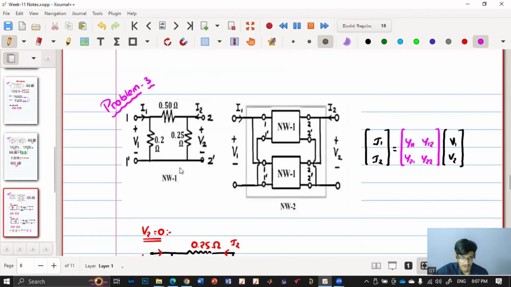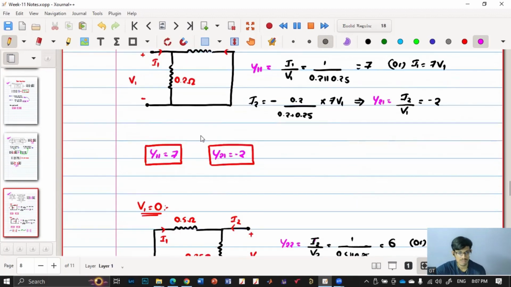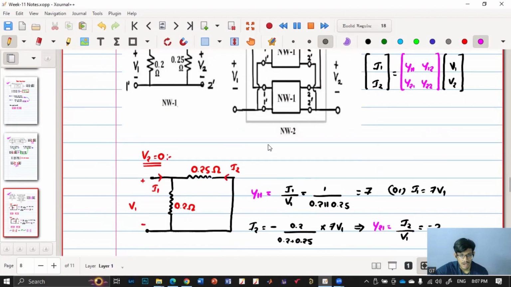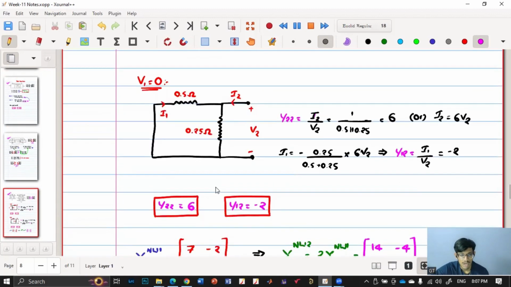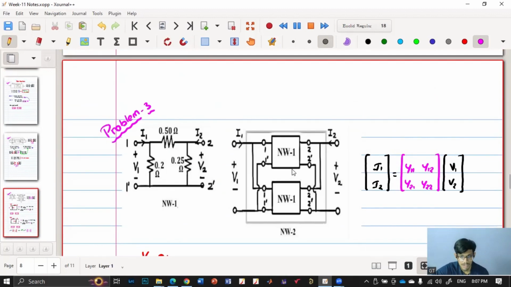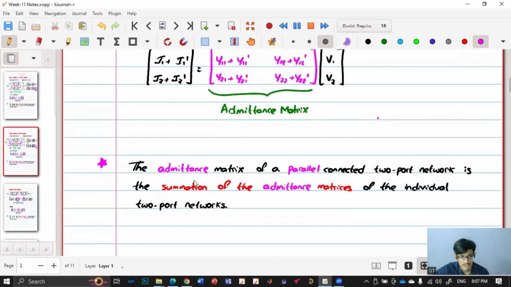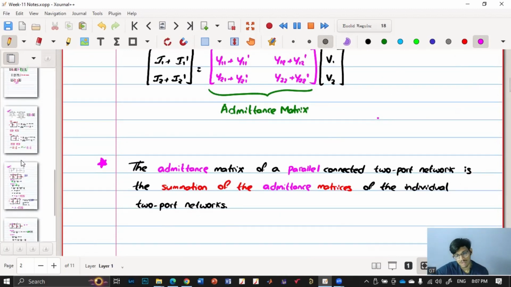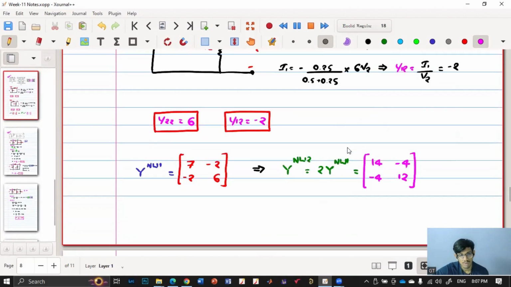In the third problem, they're asking for the Y matrix for this and this. So the Y matrix for this is obtained by considering V2 equals 0 in one case and V1 equals 0 in the other case. And the Y matrix of this is obtained using this result where the admittance matrix of the parallel connected two-port network is the summation of the admittance matrices of the individual two-port networks. So by doing that, we got the overall Y matrix.